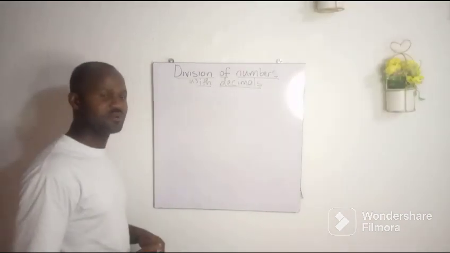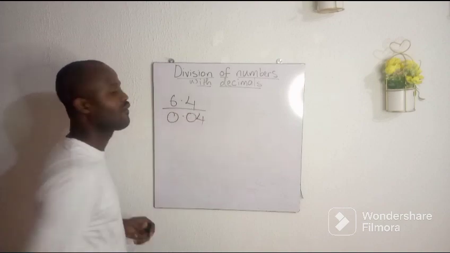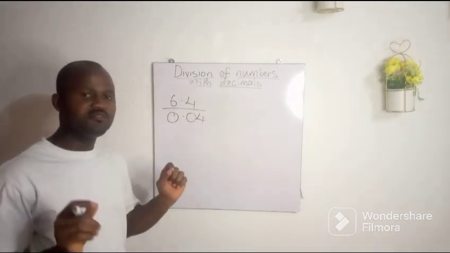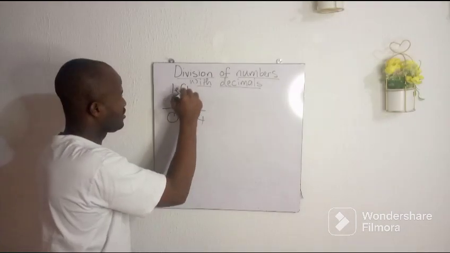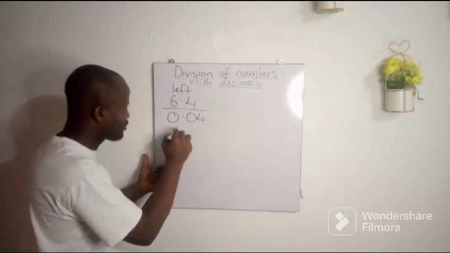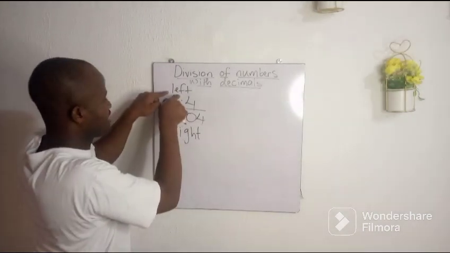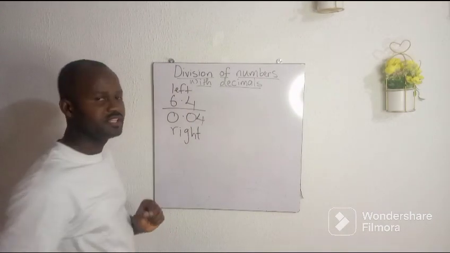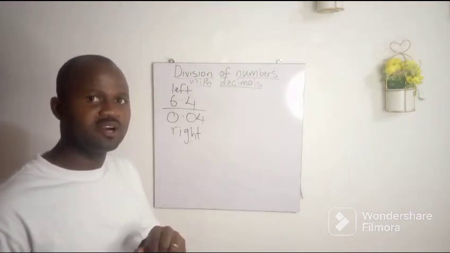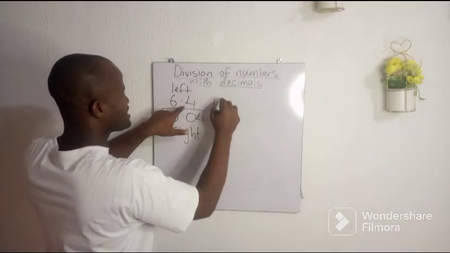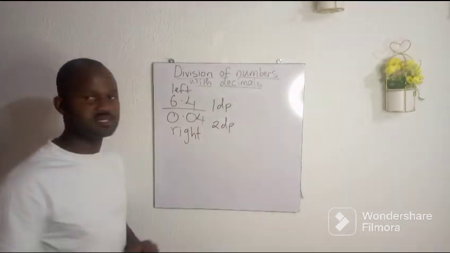So let's solve the first question I wrote on the board, and that was 6.4 divided by 0.04. How do we approach this? Very simple. You start with writing left at the top, and you write right at the bottom. So the numerator has left, the denominator has right. The next question you ask yourself is, how many decimal places do each of them have? The numerator has one decimal place, 1 dp, and the denominator has 2 decimal places.